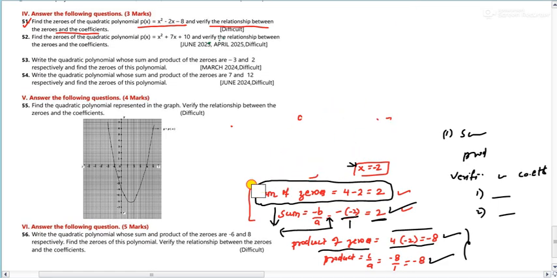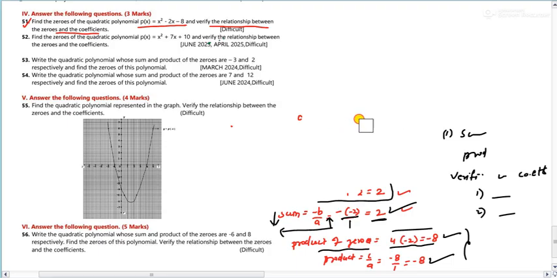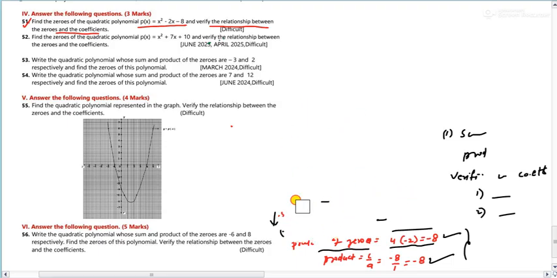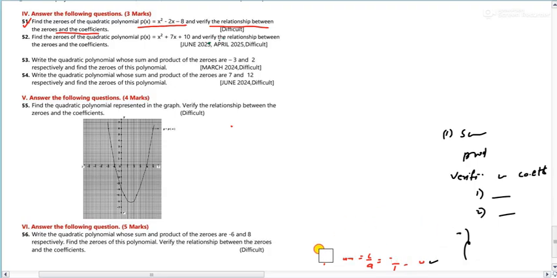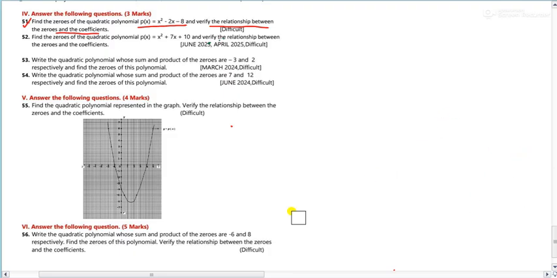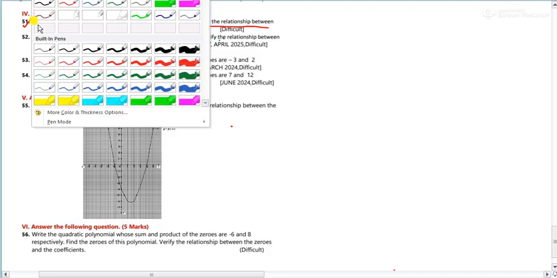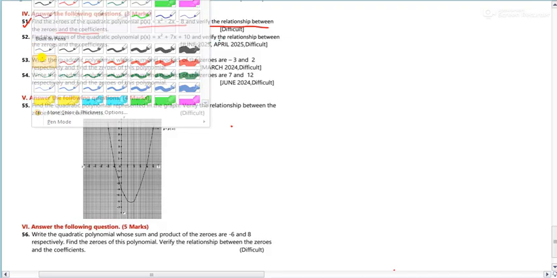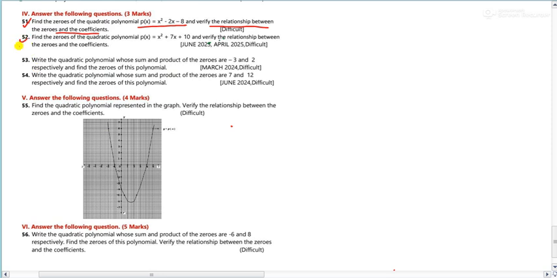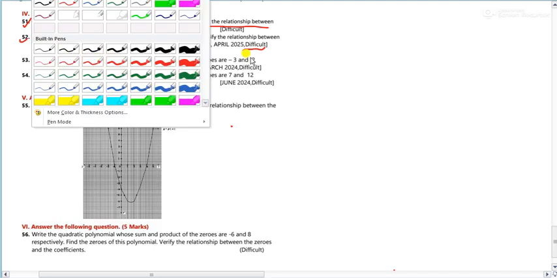Try this 52nd, everyone. Minus 2, minus 5. Okay, others? Are you trying? Shall I go with the direct answer or should I solve it? It has been asked in June 2023 and April 2025. Means in the last exam they have asked this.